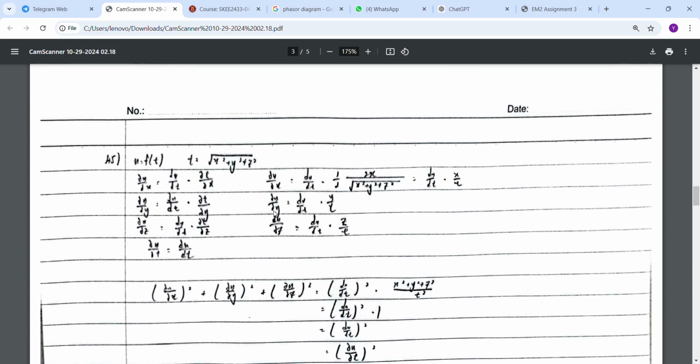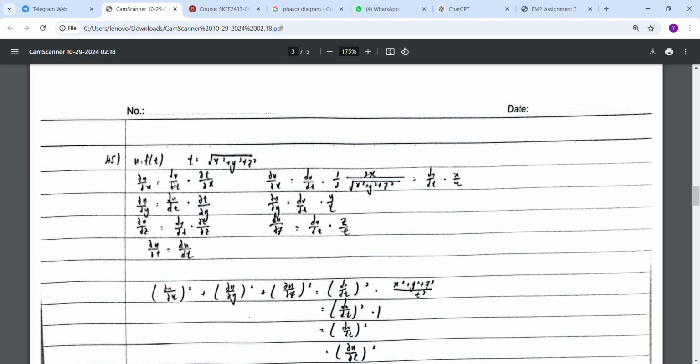So for question 45, it is the same. The question requires us to find ∂u/∂x, ∂u/∂y, ∂u/∂z. So ∂u/∂x is equal to ∂u/∂t multiplied with ∂t/∂x, and ∂u/∂y will be equal to ∂u/∂t multiplied by ∂t/∂y, and for ∂u/∂z, it will equal ∂u/∂t multiplied with ∂t/∂z.